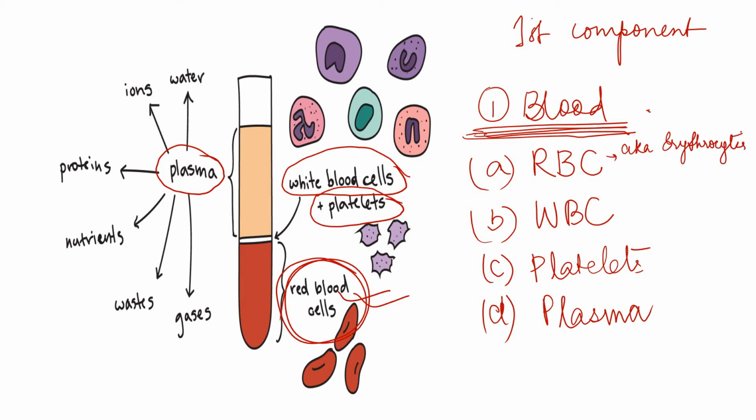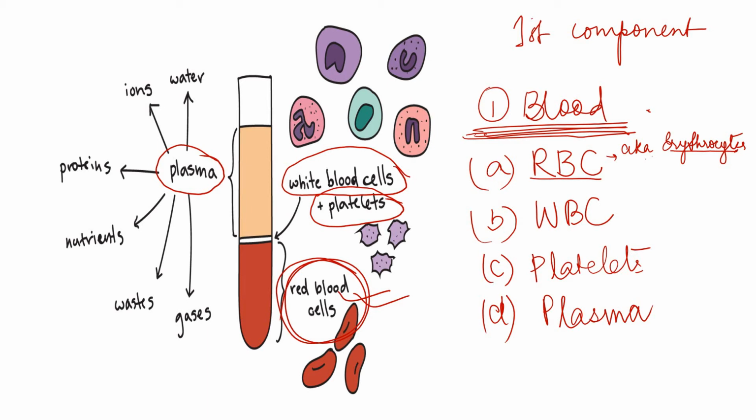My dear students, please don't write AKA in your answer sheet. This is for me to make you all understand in short. I'm not writing it in a full sentence. AKA means also known as. If you write such short forms in the answer sheet, you won't get any marks. This is only for me to make you all understand. Okay, so RBCs are also known as erythrocytes.